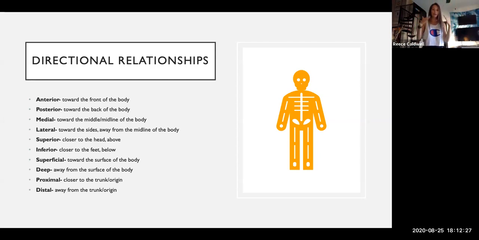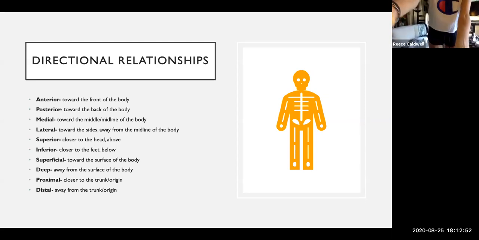So anterior is the front of the body. Posterior is the back. So you can think like post means like back, so like post, back, anterior, front. Medial and lateral. So medial is towards the midline of the body and lateral is towards the sides. So for example, you have two bones in your lower leg.